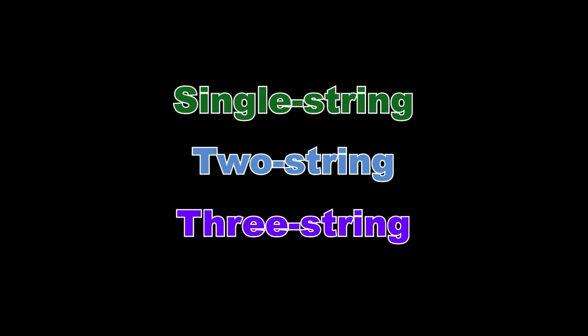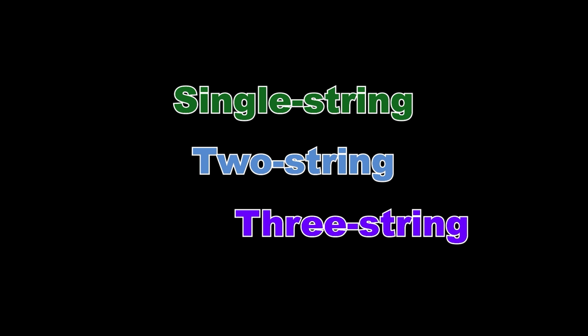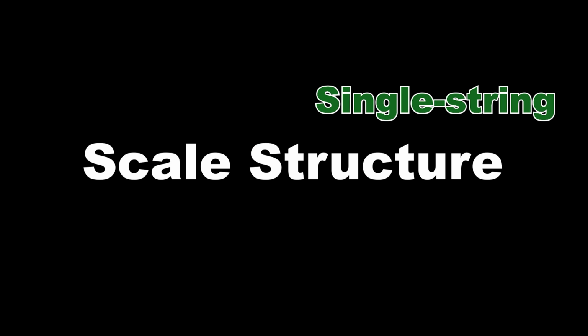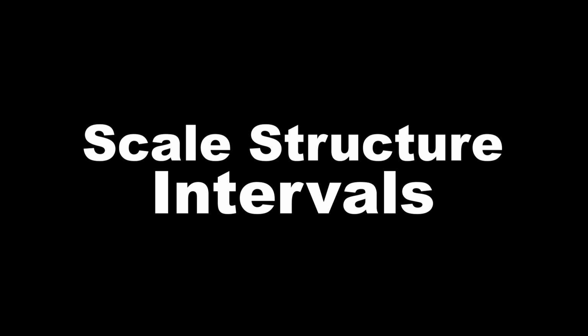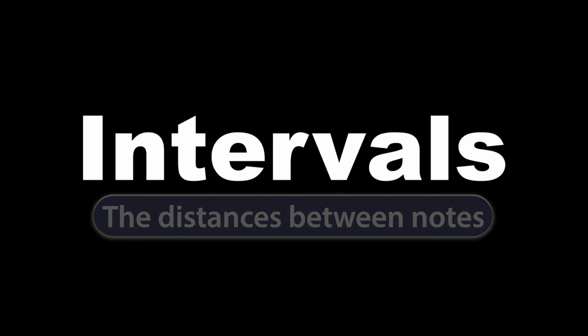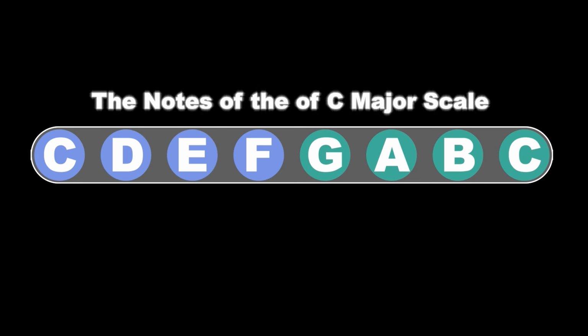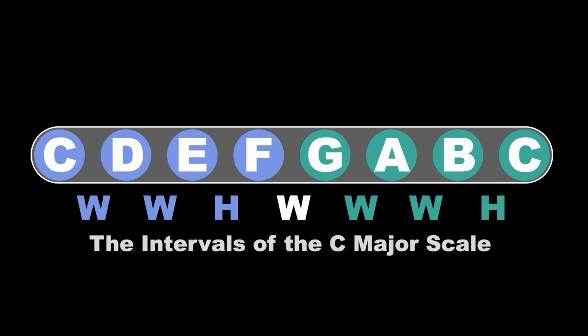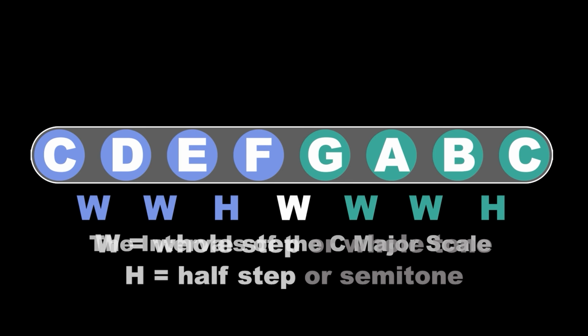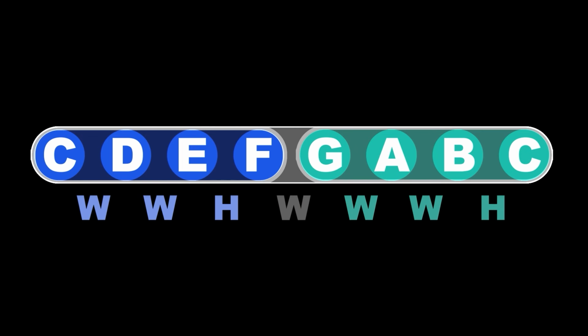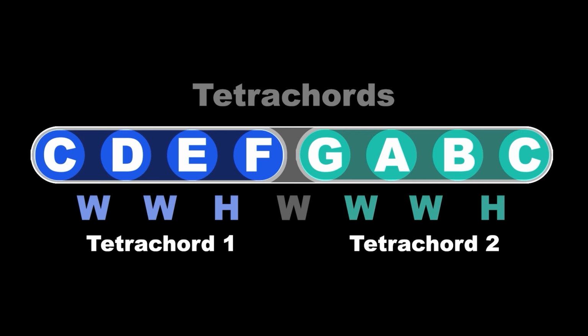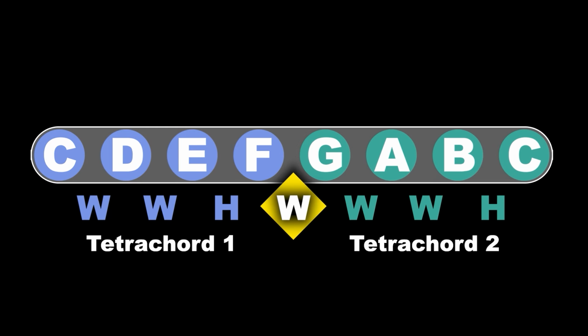string scales. But first, it's a good idea to have an understanding of scale structure, starting with intervals, the distances between the notes. Here are the notes of the C major scale. And here are the intervals of the C major scale, the distances between the notes. W for whole step, H for half step. We can break it up into 2 groups of 4, which we call tetrachords, each with the same interval structure, 2 whole steps and a half step, with a whole step in between the 2 tetrachords.